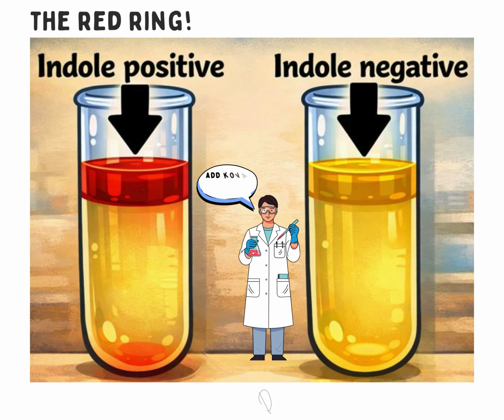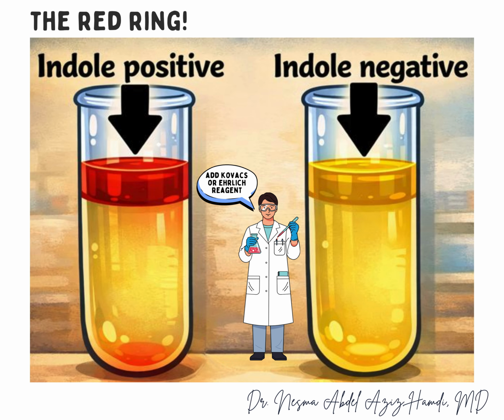The indole test is a biochemical test used to determine an organism's ability to break down the amino acid tryptophan into indole using the enzyme tryptophanase. The organism is grown in a tryptophan-rich medium, and after incubation, Kovac's reagent, or Ehrlich's reagent, is added to the culture surface. If indole has been produced, it reacts with the reagent to form a red or pink ring at the top of the medium, indicating a positive indole test. If indole is not produced, the reagent remains yellow or colorless, indicating a negative result.